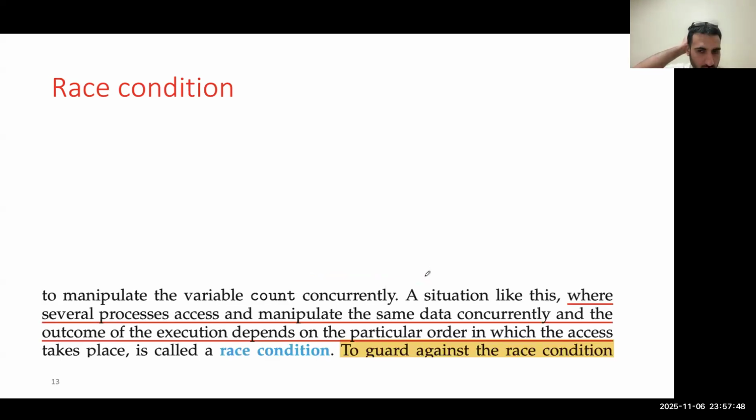Again, this is just a screenshot from the book. So I just wanted to read out this one. Such a situation, like the example we have seen, where several processes access and manipulate the same data concurrently, and the outcome of the execution depends on the particular order in which the access has taken place, is known as race condition.